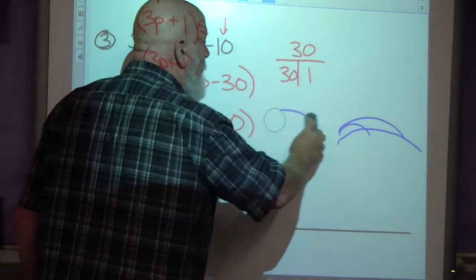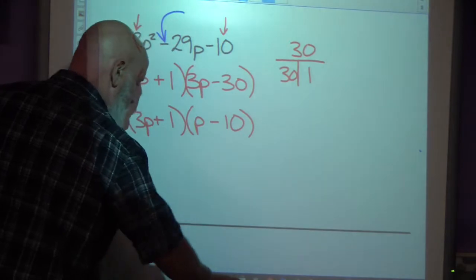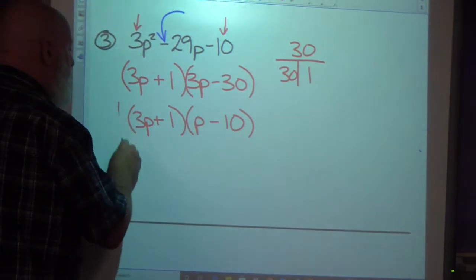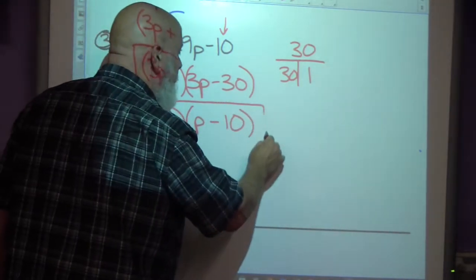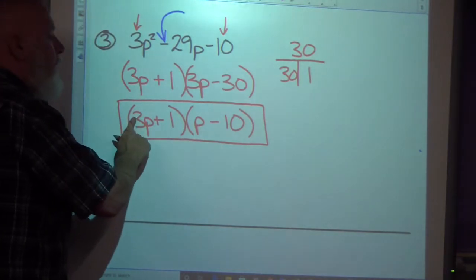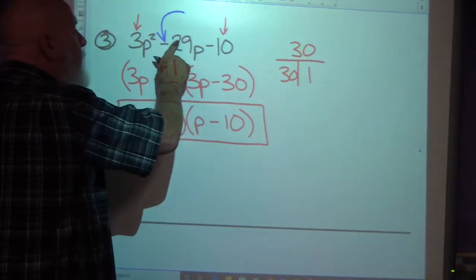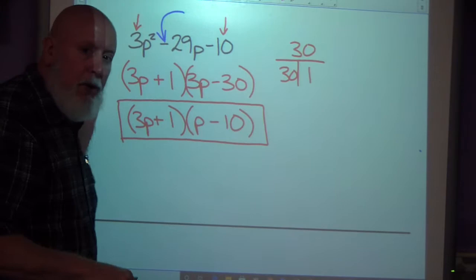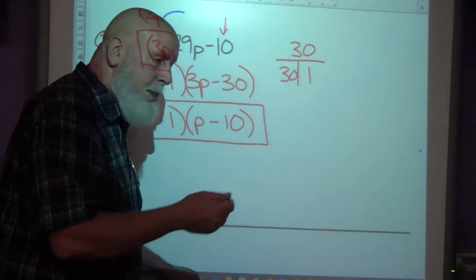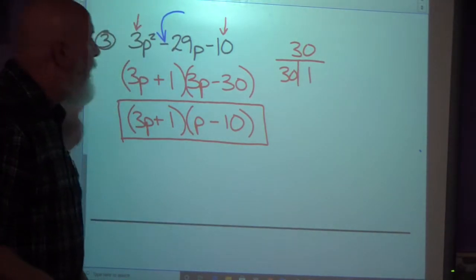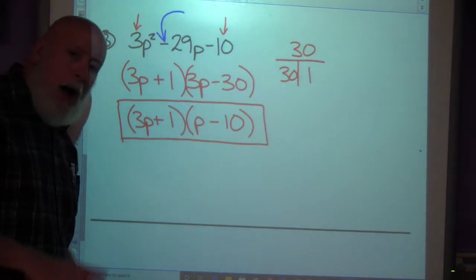Hopefully that makes sense. That's our answer. All that blue stuff down there was just a check to demonstrate that this does actually give you this if you multiply them together using FOIL. Or you can use Punnett square if you want. That's the idea. I hope it makes sense.